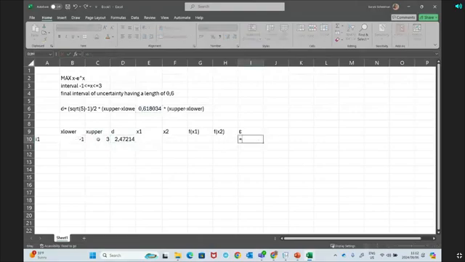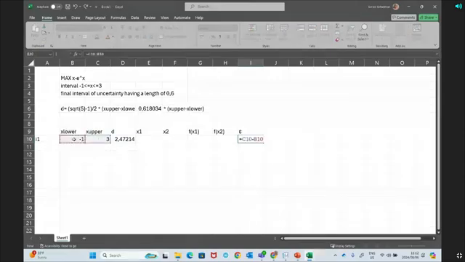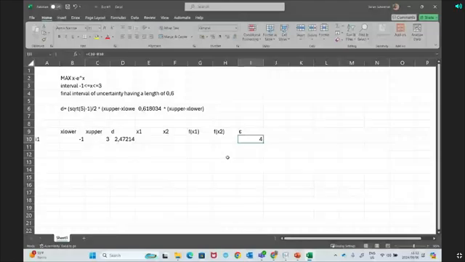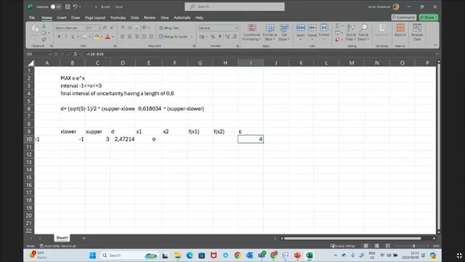You can immediately do the gap as well, upper minus lower, to see the gap between them, which is 4 between them. I mean, -1, 0, 1, 2, 3. There's 4 between them.